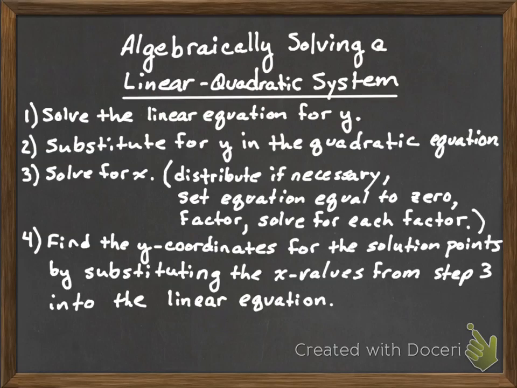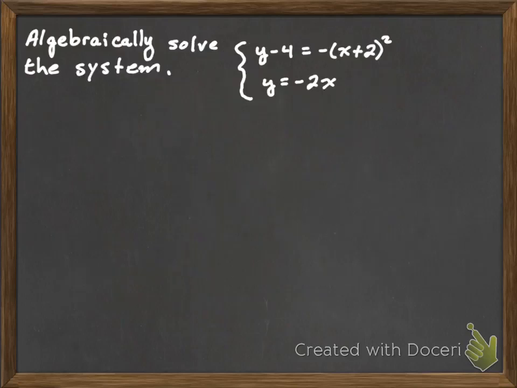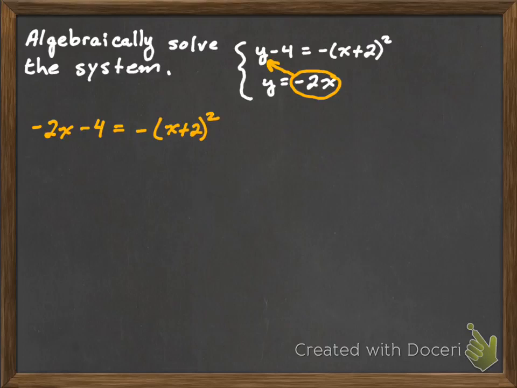All right, so now step 2 says to substitute for y in the quadratic equation. So we're going to take this and substitute it in for the y in the quadratic equation. What that's going to give us then is negative 2x, and then you have the minus 4 equals negative x plus 2 squared.